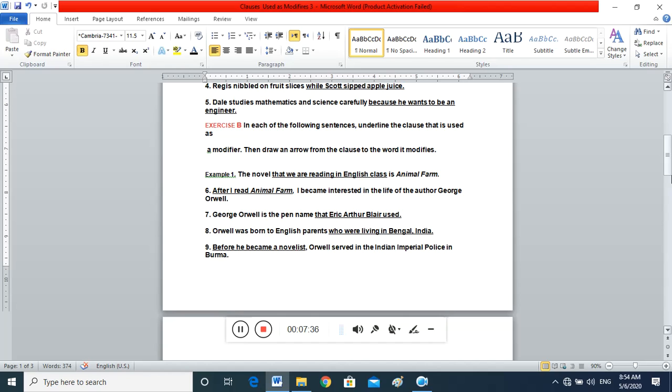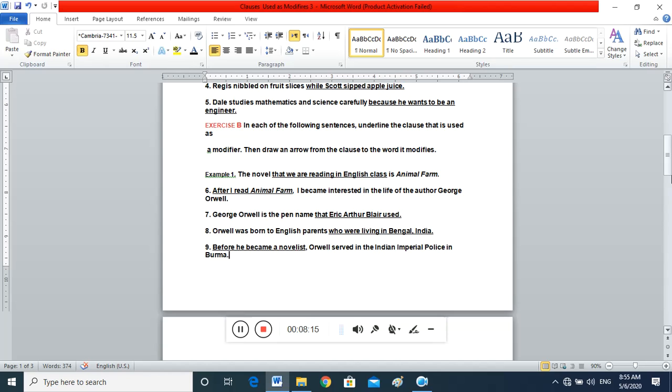Number 6. After I read Animal Farm, I became interested in the life of the author George Orwell. Here we have a clause. After I read Animal Farm. It describes what? The verb became. So it acts as an adverb. Please everybody draw the arrow from the clause after I read Animal Farm to the verb became.